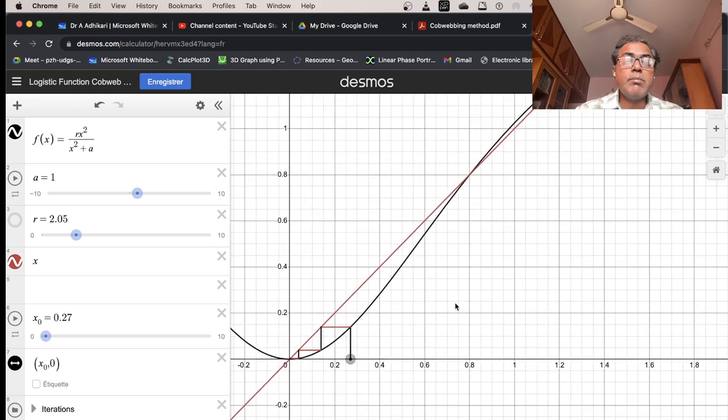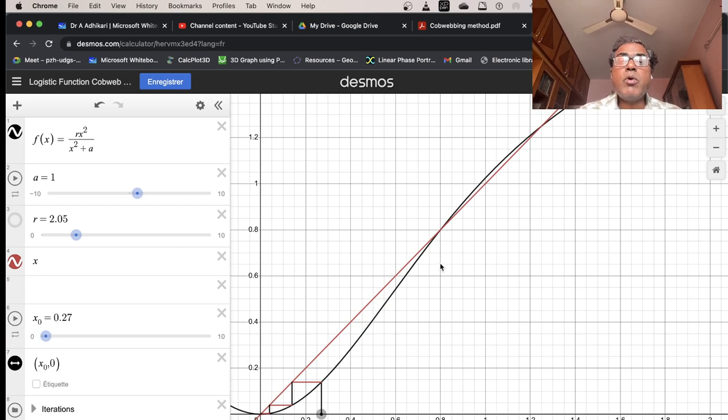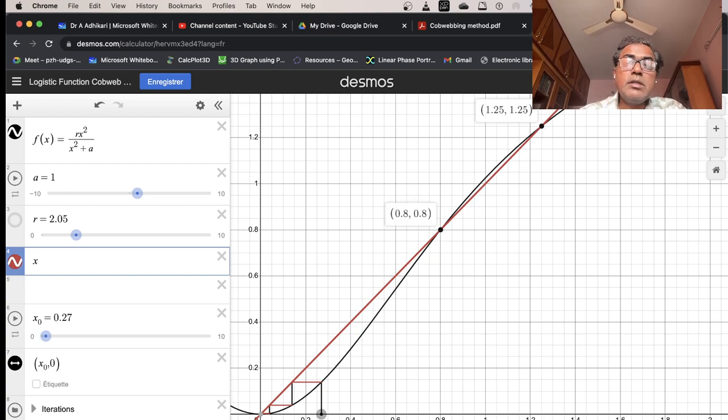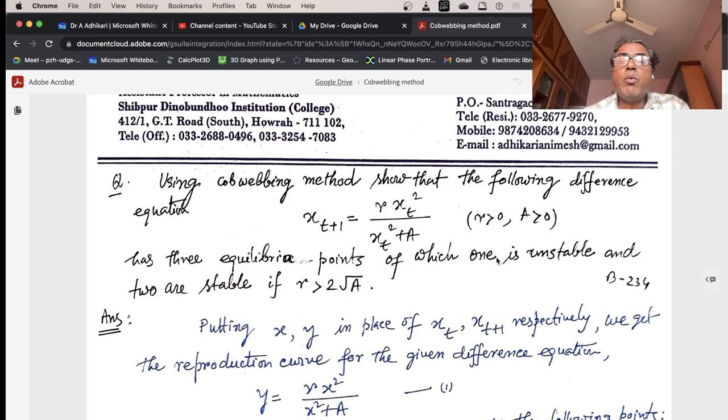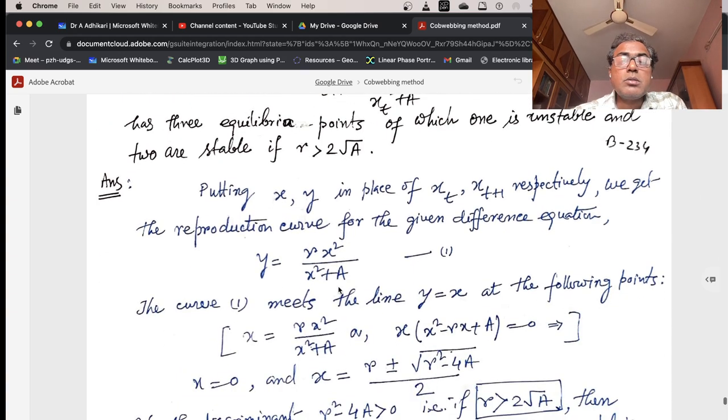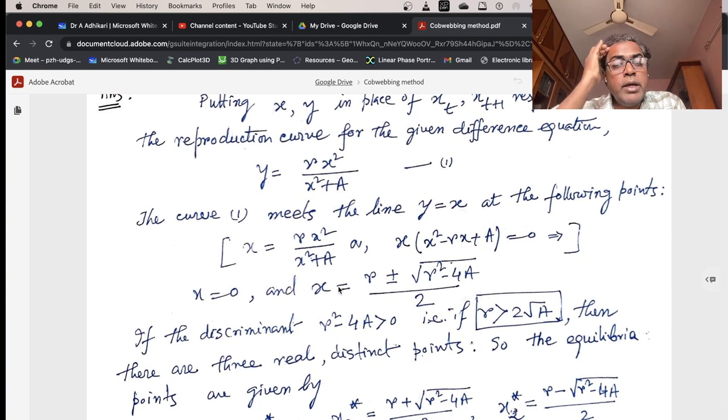Here the intersecting points are the origin 0, this point and this point. So we get three equilibria points: the x coordinates of these intersecting points. So we get three equilibria for the system r x squared by x squared plus a. Now we find which one is stable and which is unstable; the other two are stable if r is greater than 2 root a. So first we find the intersection with y equal to x.